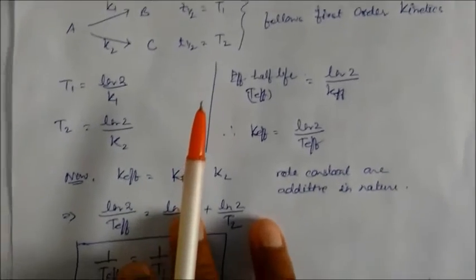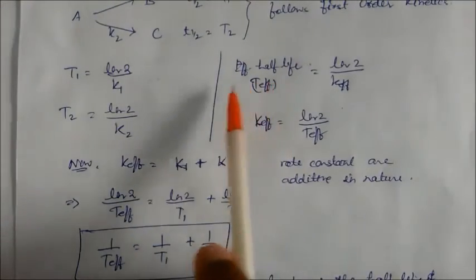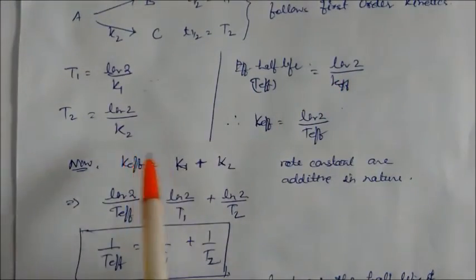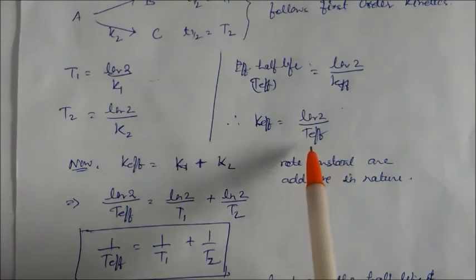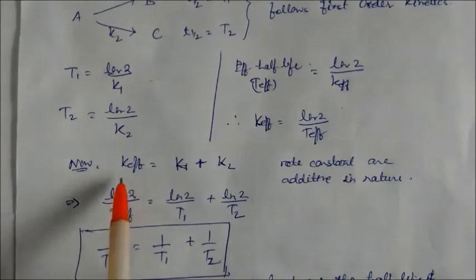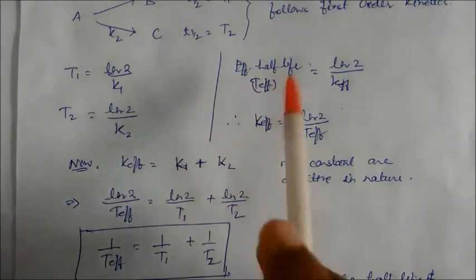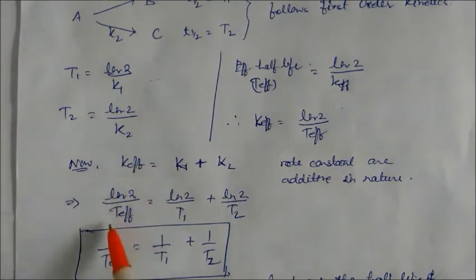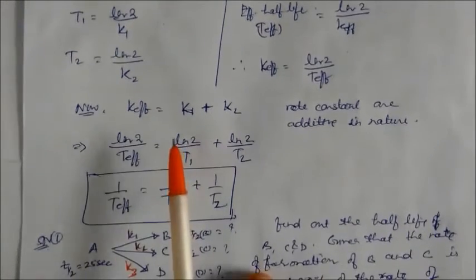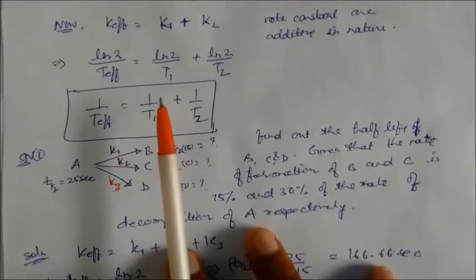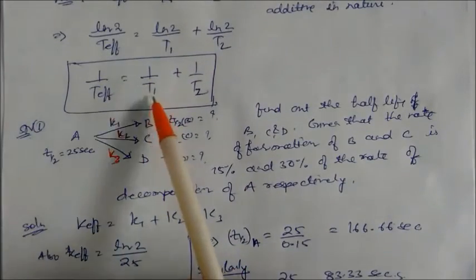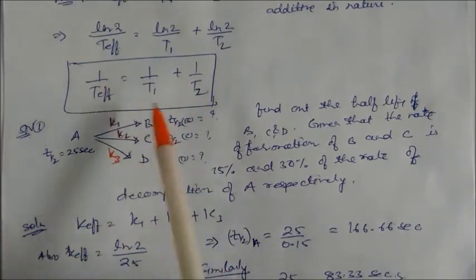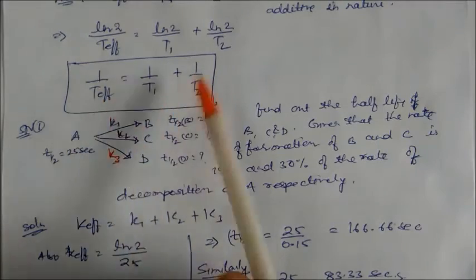And the effective half-life is how much? So effective half-life will be log 2 by K effective. So K effective equals log 2 by T effective. K effective is nothing but the summation of these 2 rate constants, because the rate constant is additive in nature. So now substitute all these values: log 2 by T effective equals log 2 by T1 plus log 2 by T2. On cancelling you will get 1 by T effective equals 1 by T1 plus 1 by T2. This is nothing but the reciprocal of 1 by T effective.